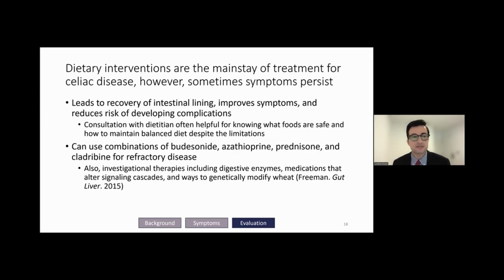Ultimately, that improves symptoms. You can get all those nutrients absorbed, and it prevents any further complications down the line. We'll talk a little bit about what exactly this gluten-free diet looks like, but it's always helpful, when possible, to get the advice of a dietitian to know what foods are safe and to help maintain a balanced diet despite limitations.